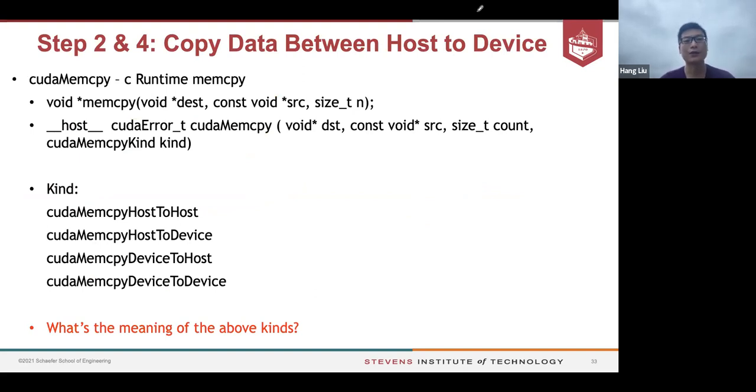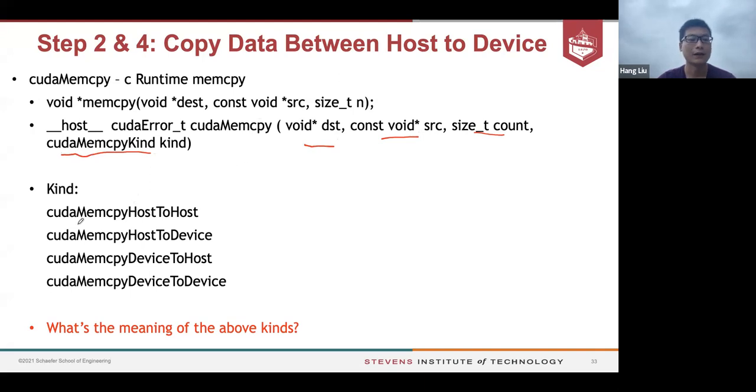Step 2 to step 4, we copy data between host and device. So we're gonna present it in the same way as what we did before. In C runtime memory, what we do is we do memory copy. Well, in CUDA-based memory copy, what we do is similar, right? We still do destination, source, count, but we have to include one more enumeration type. That is, how do we do the memory copy? Either we want to copy from GPU to GPU, or CPU to GPU, or GPU to CPU, right?